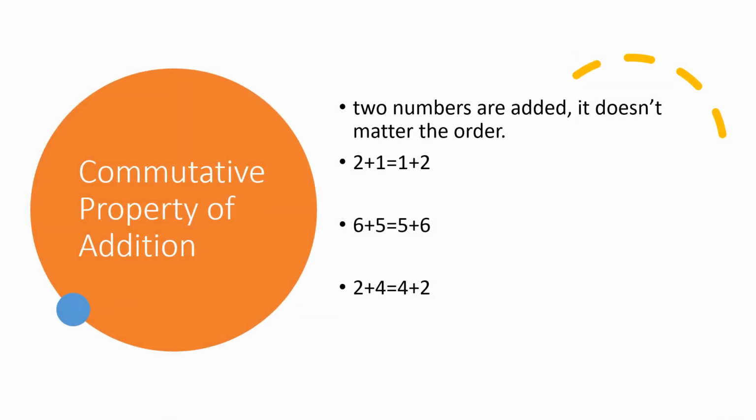Commutative property of addition. This property states that if two numbers are being added, it doesn't matter about the order. For example, 2 plus 1 is 3, and 1 plus 2 is 3. So it doesn't matter which way you add them, you still get the same answer. Let's do another example. 6 plus 5 is 11, and 5 plus 6 is 11. You get the same answer no matter which way you add them.